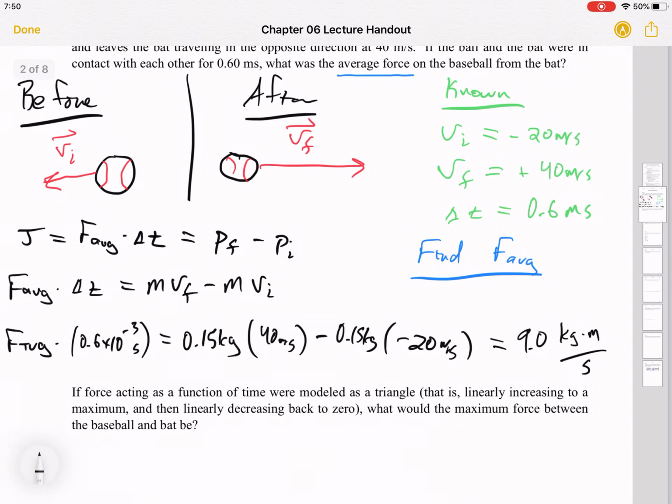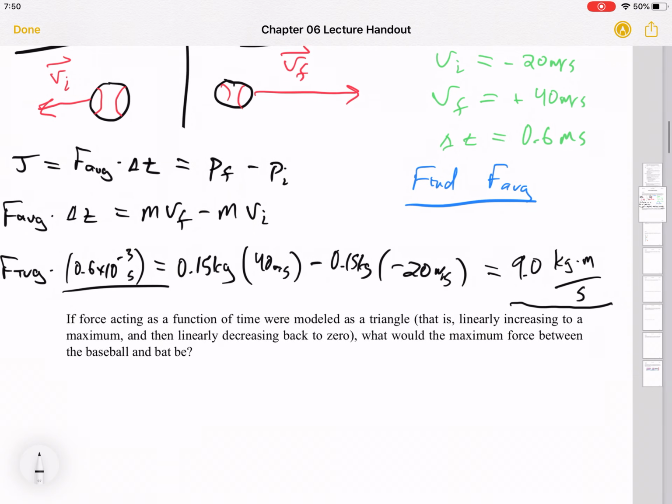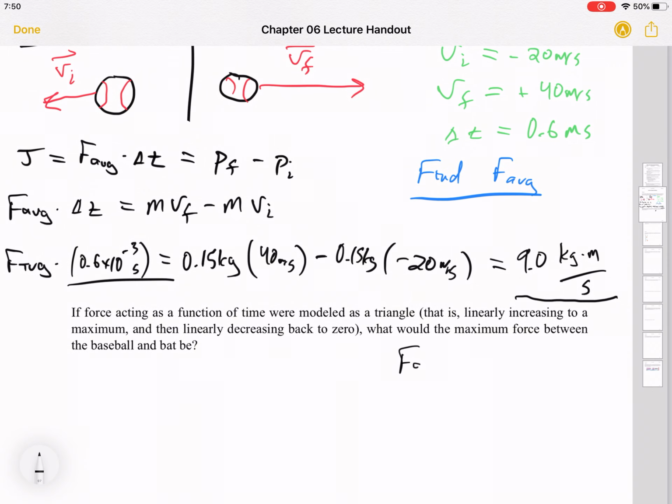So that's not the answer. That's a step toward the answer. That's the impulse, and if I divide that impulse by this time, I get a force. I'm going to write it right here. So the average force is 15,000 newtons. That's the answer to part A, the first part of this problem.